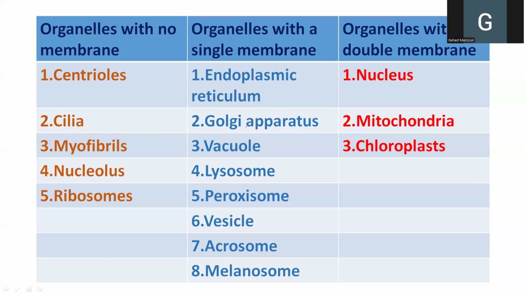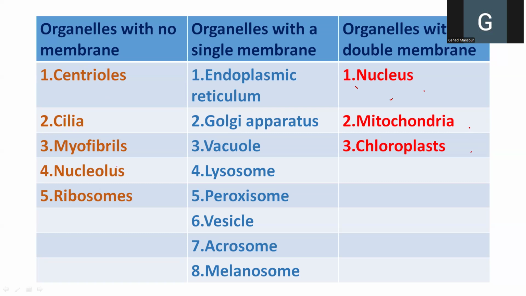In this slide, we are going to differentiate between organelles with no membrane at all, organelles with a single membrane, and organelles with a double membrane. And here, of course, in this table, we are assuming that the nucleus is one of the organelles, the largest and the most important. So the nucleus, the mitochondria, and the chloroplast have a double membrane. So these are 3 organelles that have a double membrane.